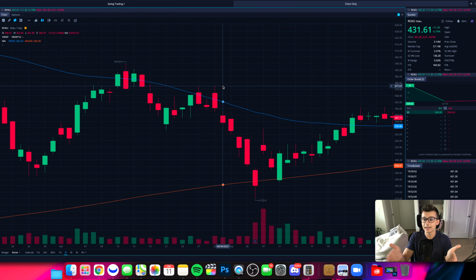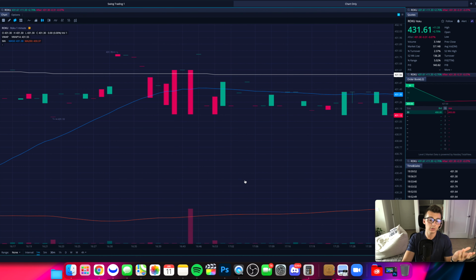Or, of course, you can apply this to any candlestick time frame, so it doesn't have to be the day. This is the daily chart. I can look at a 1-minute chart and do the exact same thing.